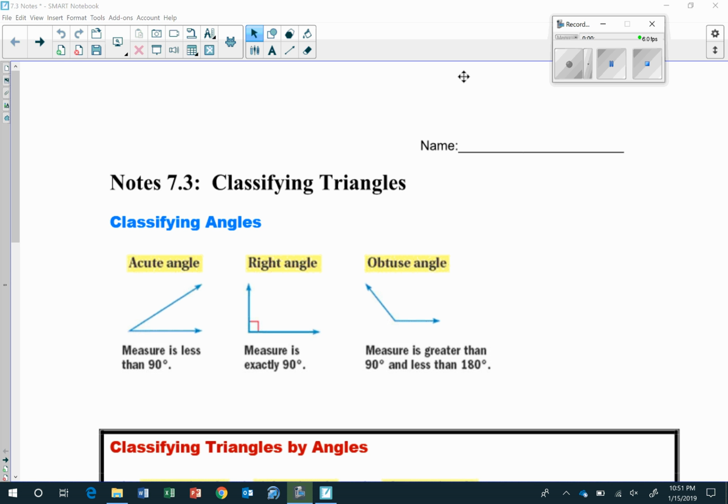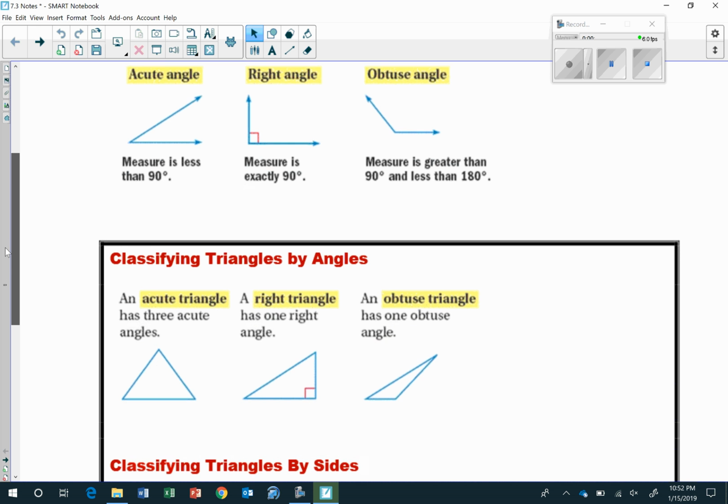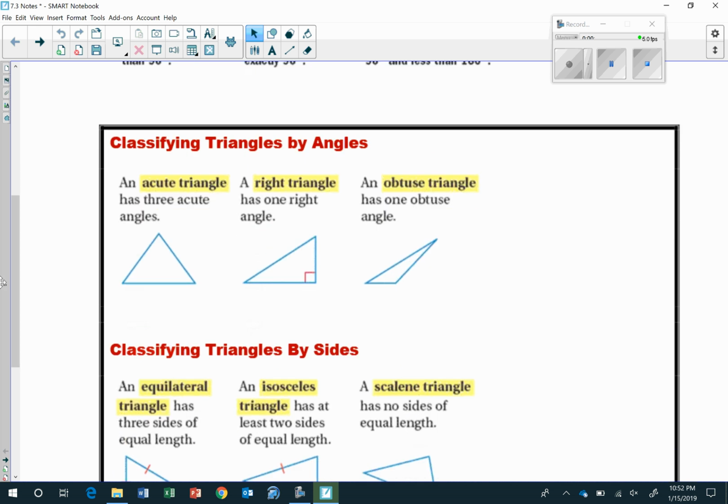So an acute angle is any angle that is less than 90 degrees. A right angle is exactly 90 degrees. And an obtuse angle is an angle that's greater than 90 but less than 180. So now, keeping that in mind, let's talk about how to classify triangles based on their angles.